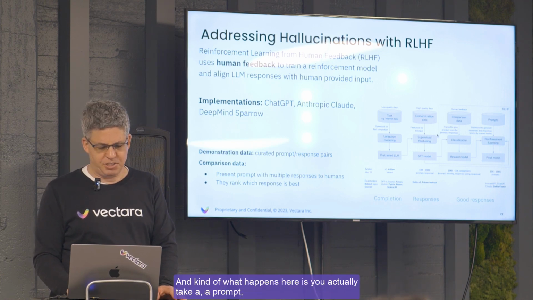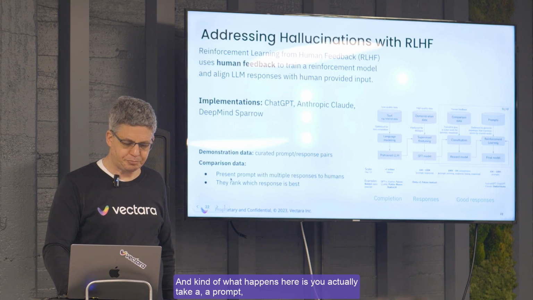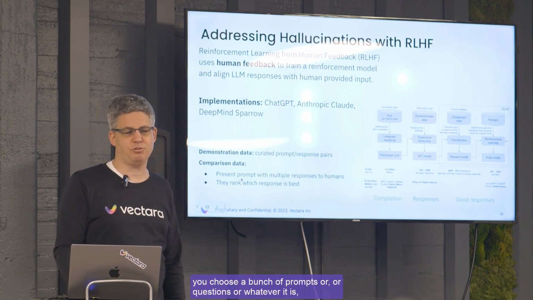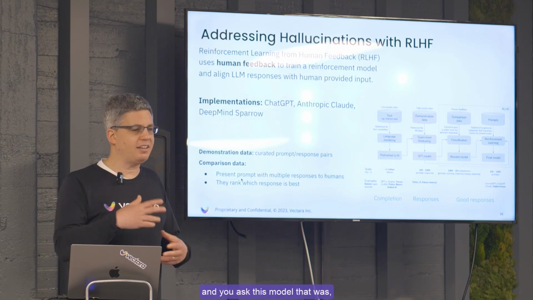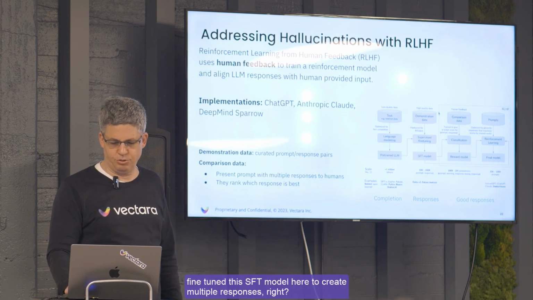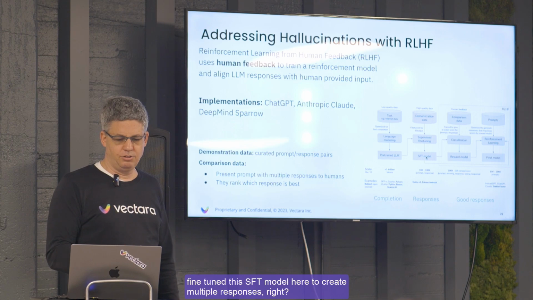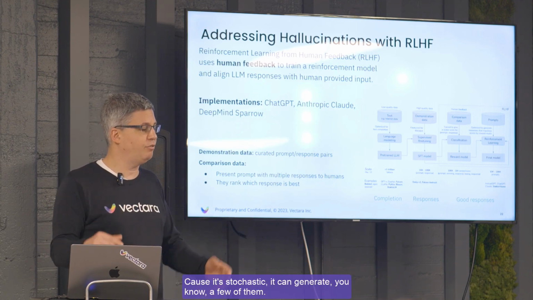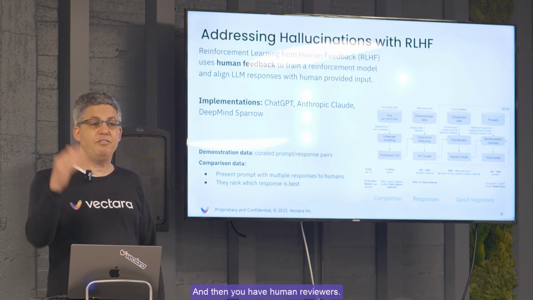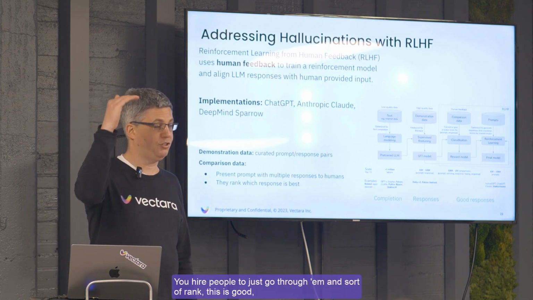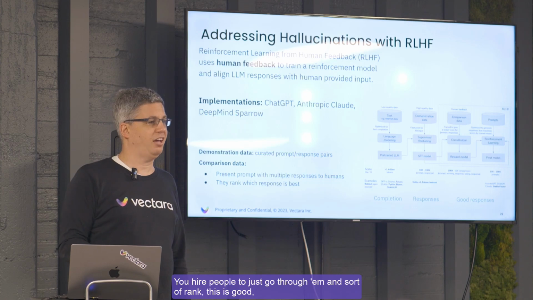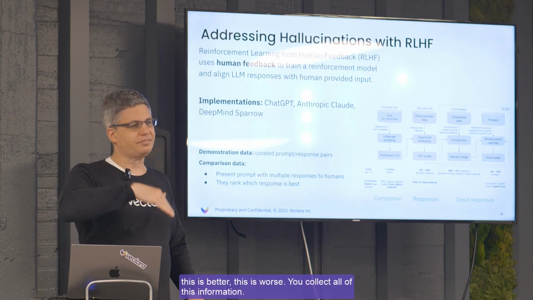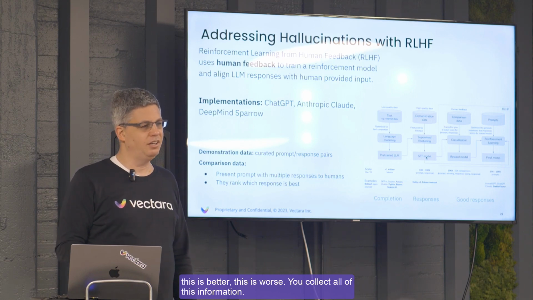And what happens here is you take a prompt, you choose a bunch of prompts or questions or whatever it is, and you ask this model that was fine-tuned, this SFT model here, to create multiple responses, right? Because it's stochastic, it can generate a few of them. And then you have human reviewers, you hire people to just go through them and rank. This is good, this is better, this is worse.